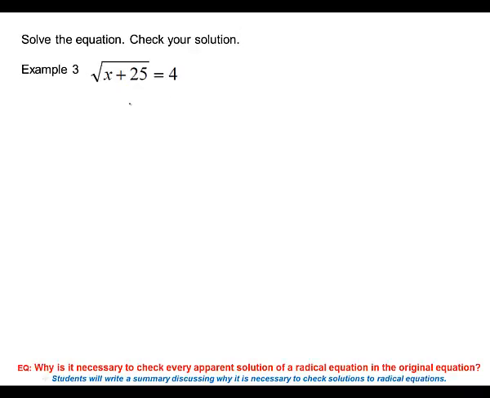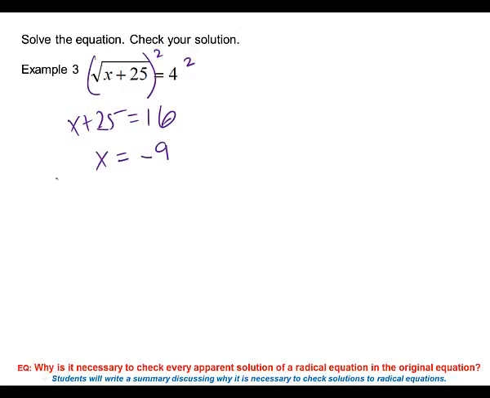Okay, let's go ahead and check it. So, what do we need to do to both sides? Square it, right? So we've got x plus 25 equals what? Good. And what are we going to do with that 25? Subtract it. Good. What do we get when we subtract it?